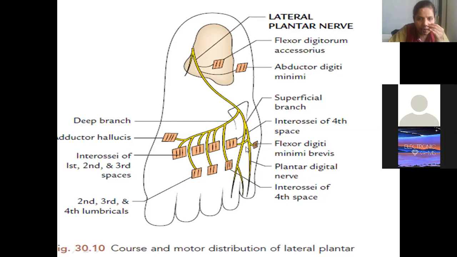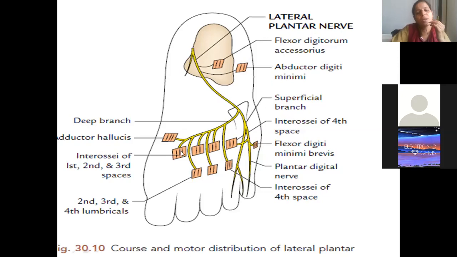Now, then this is cutaneous nerve. This is superficial branch only. Common plantar, which is divided into proper plantar digital nerves. So overall, 1.5 digits cutaneous supply is coming from lateral plantar nerve through superficial branch. Now this is a deep branch which is going medially.